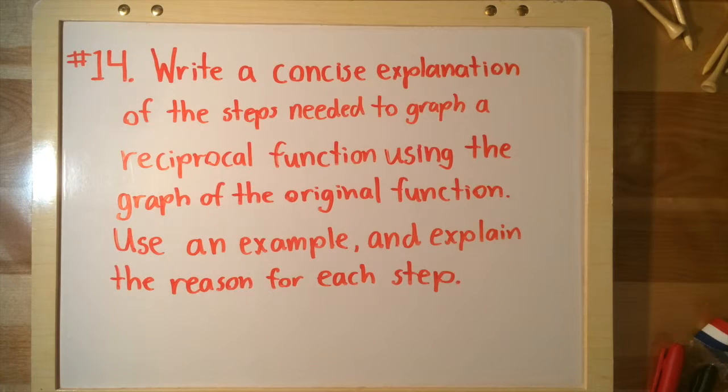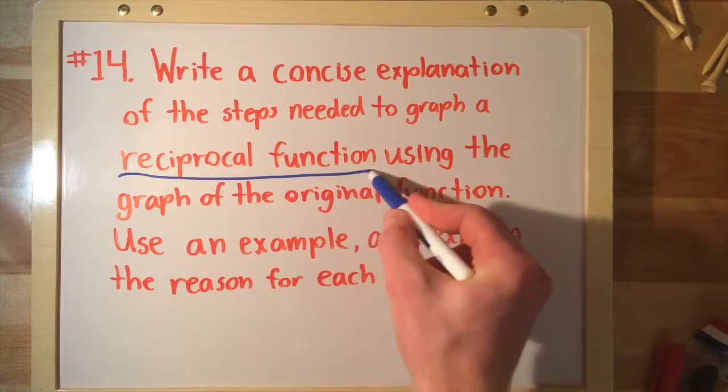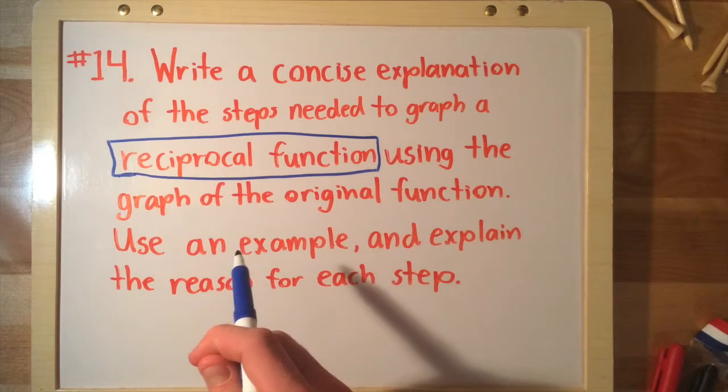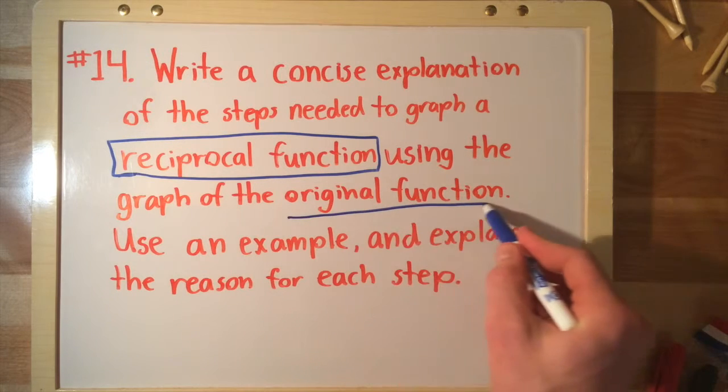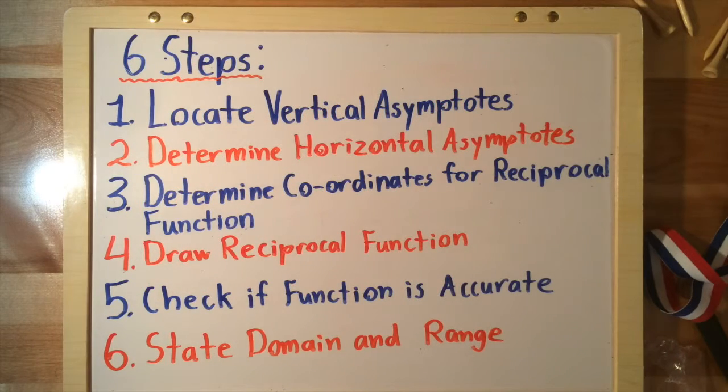This question comes from Unit 5, Lesson 1, as we are learning how to graph reciprocal functions. Looking at this question again, the key points are that we are graphing a reciprocal function using the graph of the original function. We now know that there will be two functions after we are done graphing, the original and the reciprocal. There are 6 steps that we will take to graph our reciprocal function.